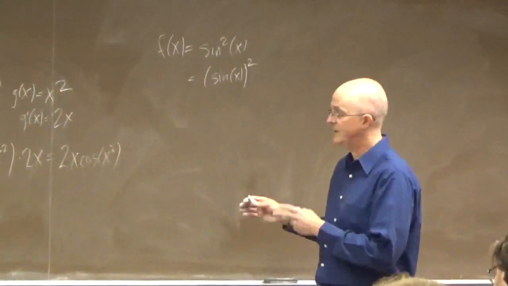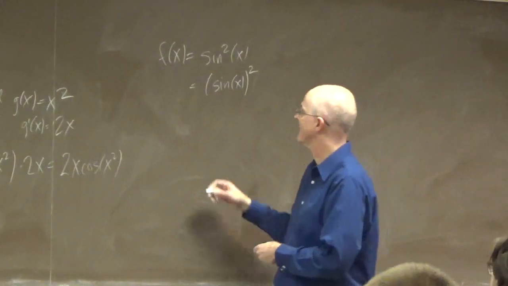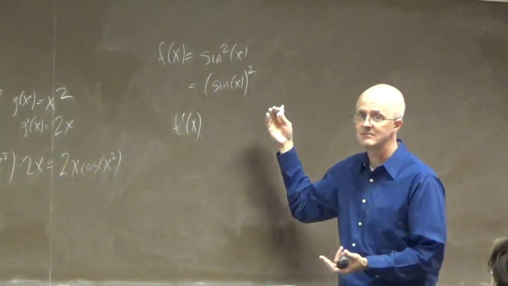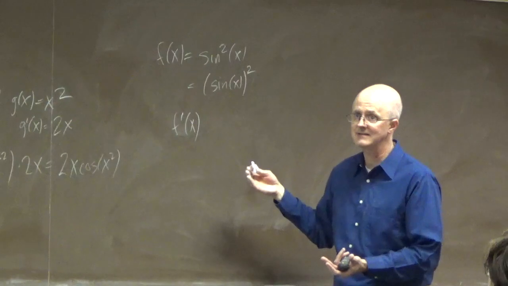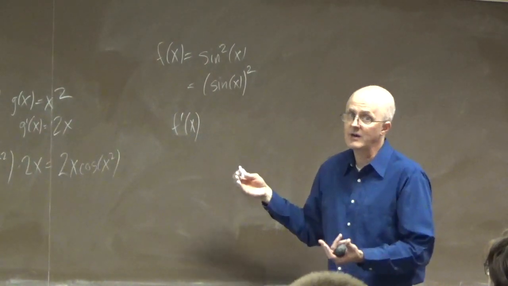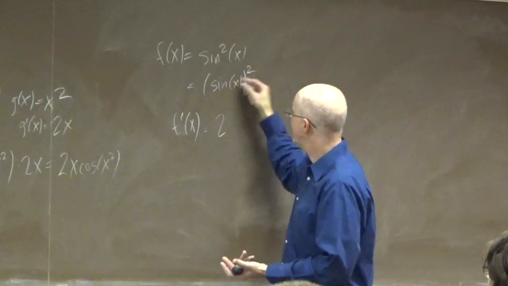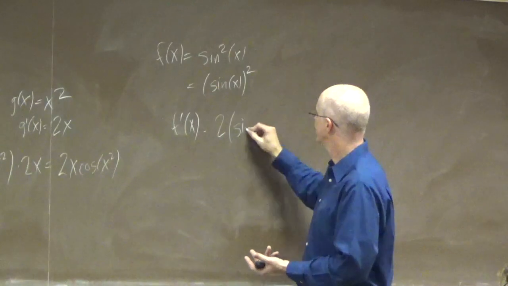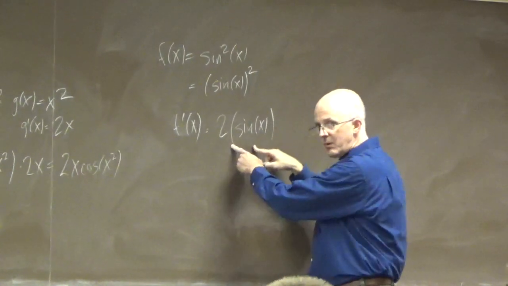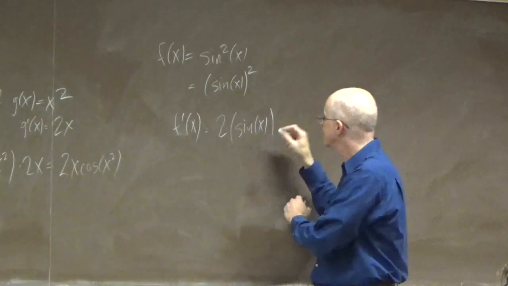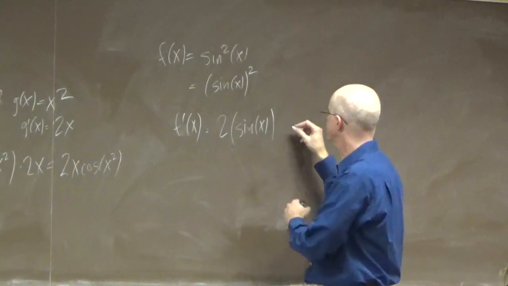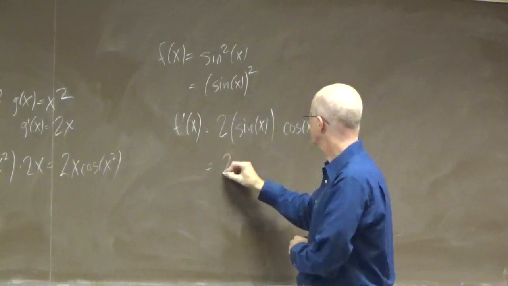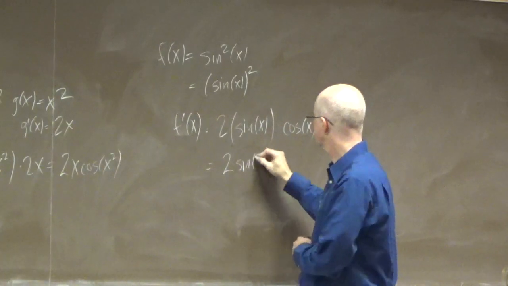If you're thinking purely in terms of the words outside function and inside function, the outside function here is the squaring function. The inside function is sine of x. The derivative of x squared is 2x. Bring down that 2. But then you've got to plug in the inside function into that. This is like 2x except replace x with sine x, times g prime of x, the derivative of the inside. The derivative of sine is cosine. And you can write this without those parentheses. You can write 2 sine x cos x.